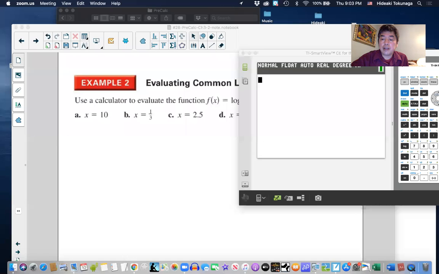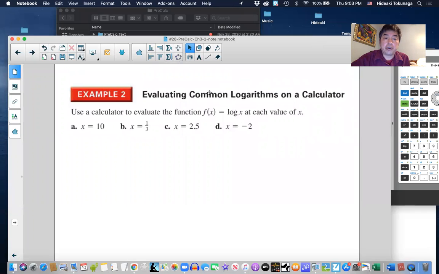Okay, this is PreCalc assignment 28, chapter 3-2, calculator question, evaluating common logarithms on the calculator. So use the calculator to evaluate the function f of x equals log x at each value of x.